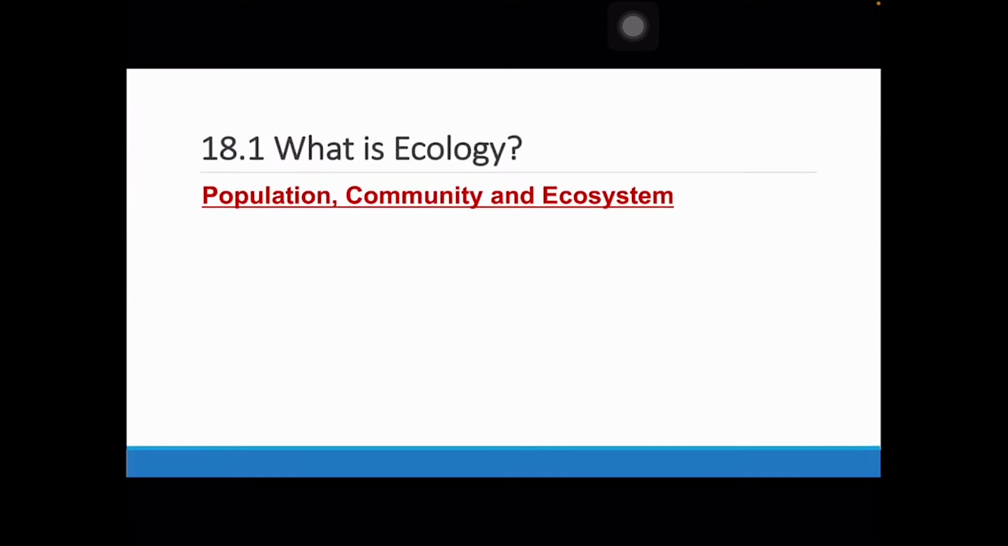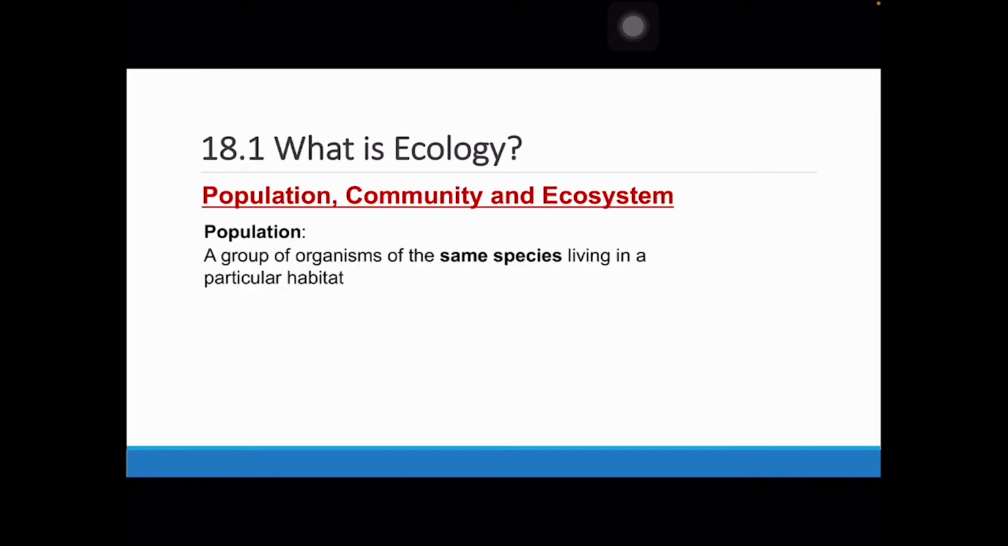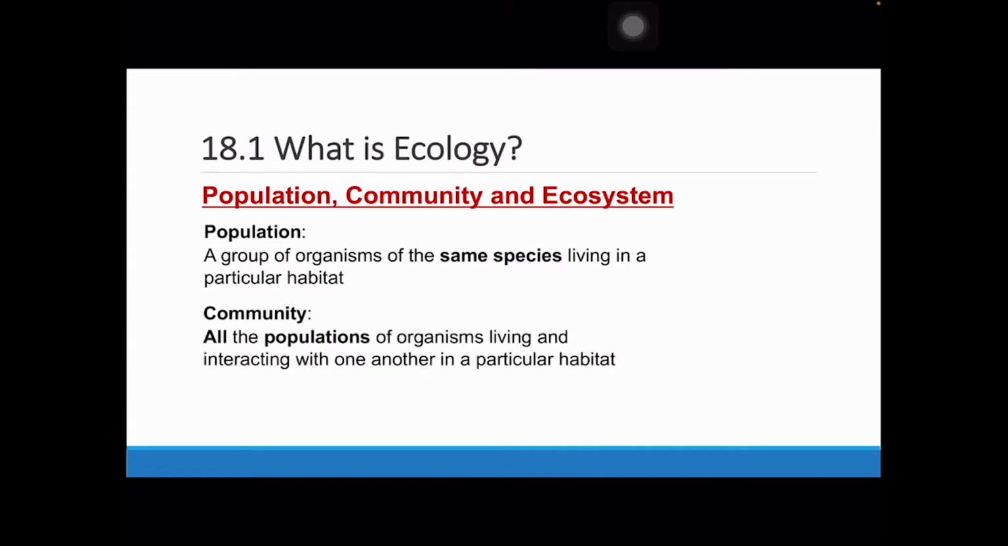The terms population, community, as well as ecosystem, you might have already come across in primary school, right? So just a recap, population refers to a group of the same species, right? So for example, the human population, referring to all of the humans. Community will refer to all the populations that are living and interacting with one another in a particular habitat.